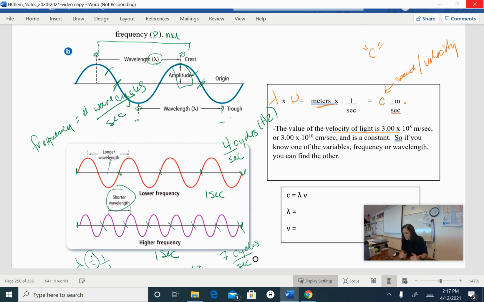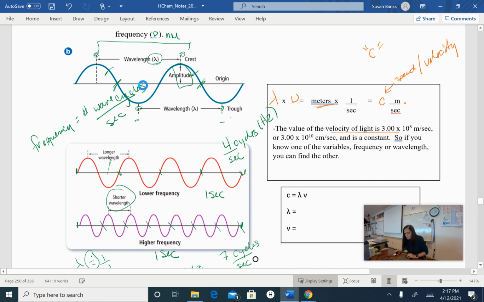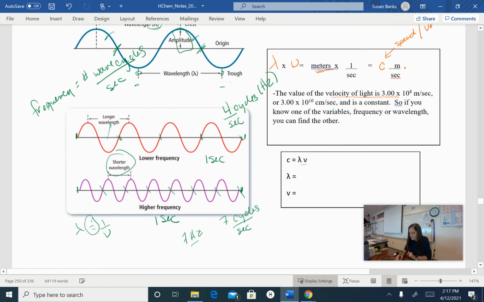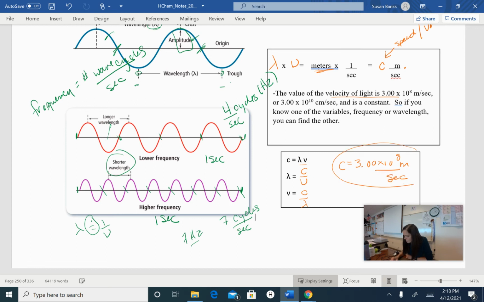Okay? All right. So here's our equation then. The speed of light is equal to our wavelength times our frequency. That means wavelength is equal to speed of light divided by frequency, and frequency is equal to speed of light divided by wavelength. Remember that c is 3.00 times 10 to the 8th meters per second. Now you are going to want to keep that constant in your head.